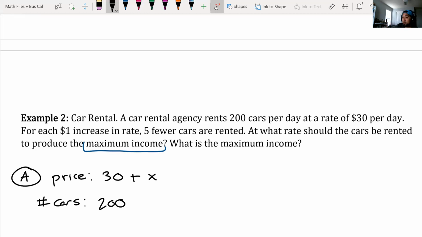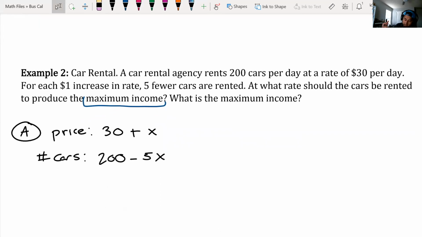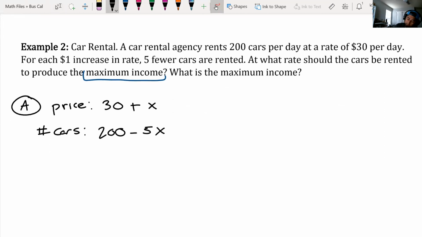And if we do this, 5 fewer cars are rented. So it would be 200 minus 5x. For each $1 increase, 5 fewer cars are rented. Okay. So we need to figure out how many rate increases we can do before people stop renting our cars. We have the price and the number of items being sold, which means we can set up our revenue function.